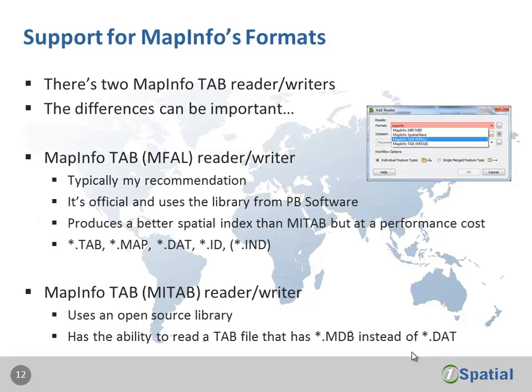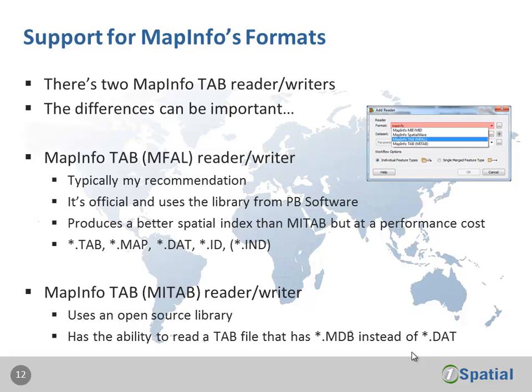Those of you that work with MapInfo know that there are a number of files that are found in a tab file. The tab file itself is the header information, the map contains the geometry, the dat has the attribution, and the ID links the 2 together. If you have 1 or more columns in your data that has an index on it, the IND file will exist as well. The mytab reader-writer is slightly different.